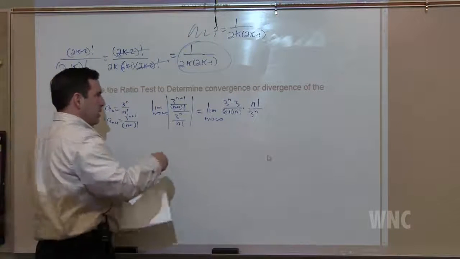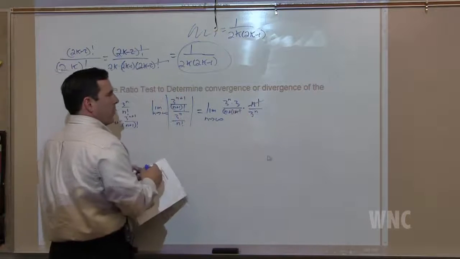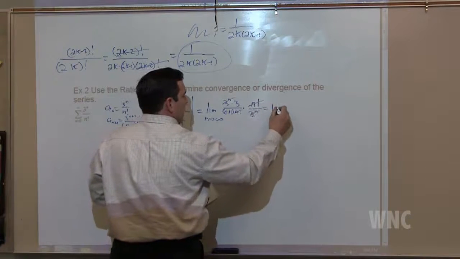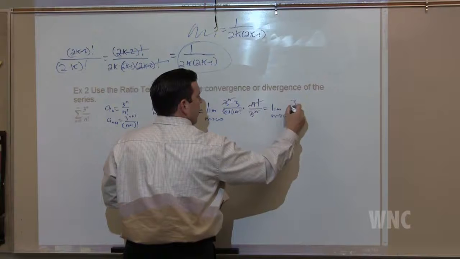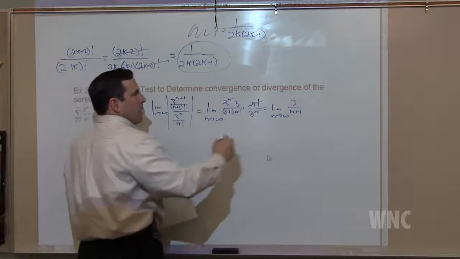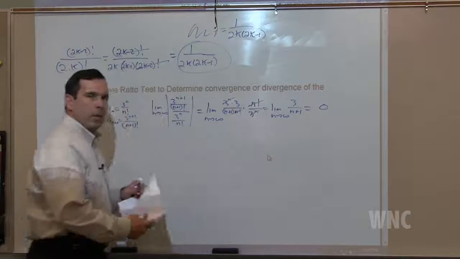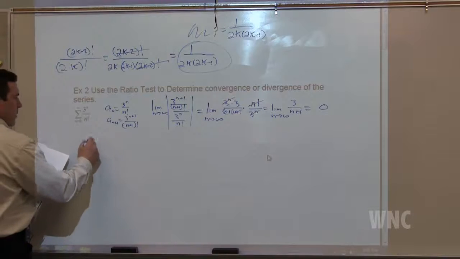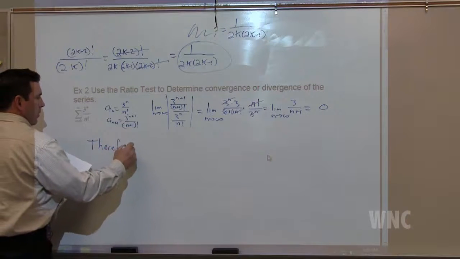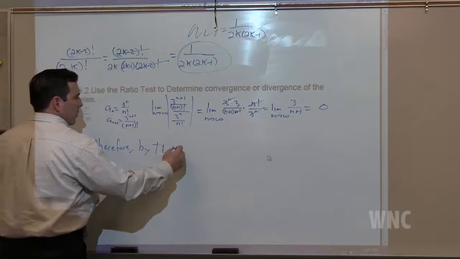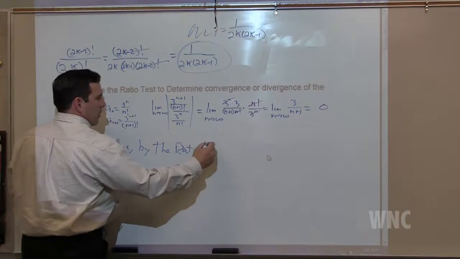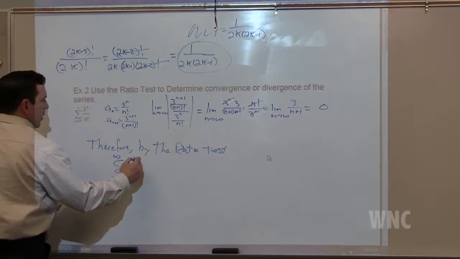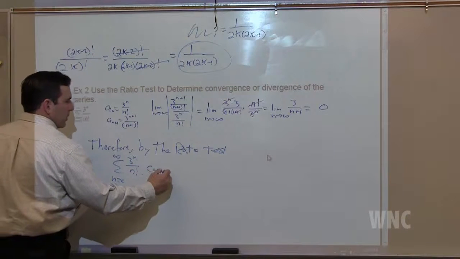So I expanded this term here, the n factorial. We have this 3 to the n. And we have the limit as n goes to infinity of 3 over n plus 1. And that's just going to be 0. Okay. So by the ratio test, the sum n goes from 0 to infinity of 3 to the n over n factorial converges.